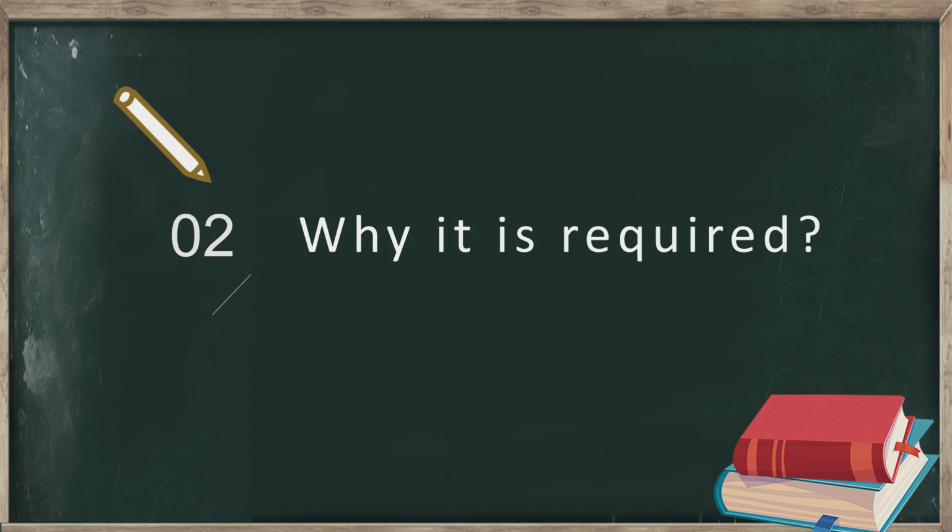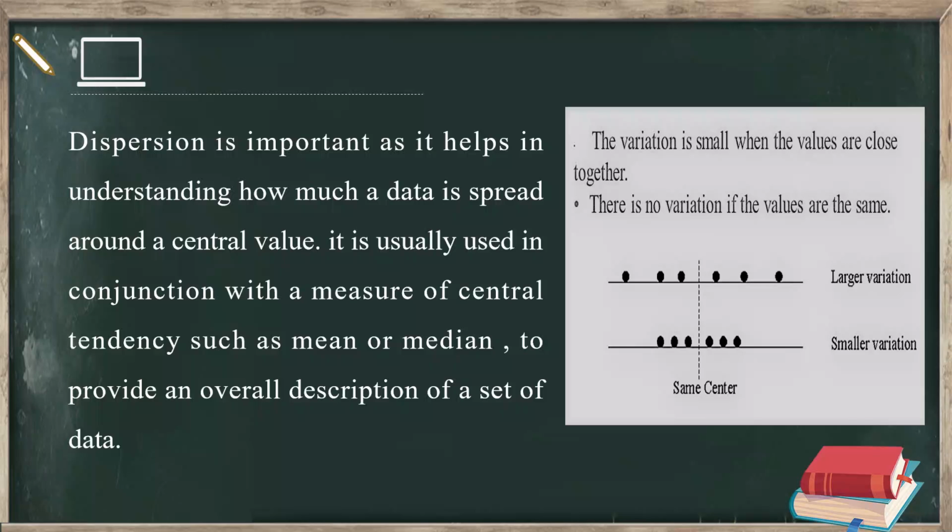Why is it required? Dispersion is important as it helps in understanding how much data is spread around a central value. It is usually used in conjunction with a measure of central tendency such as mean or median to provide an overall description of a set of data. Measures of dispersion are important for describing the spread of the data or its variation around a central value. If you observe the data, the variation is small when the values are very close together, and there will be no variation if the values are the same.